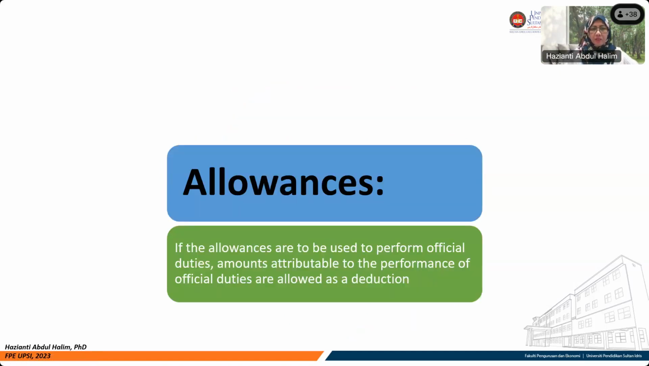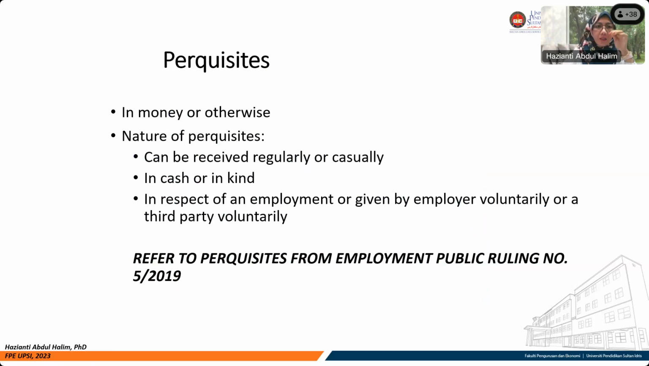And allowances, later on we will look at the different types of allowances. It can be travelling allowance, meal allowance, entertainment allowance. So if the allowances are used to perform official duties, amount attributable to the performance of official duties are allowed as a deduction. This is usual: you receive money but you spend it for official duties, so it can be allowed as a deduction.